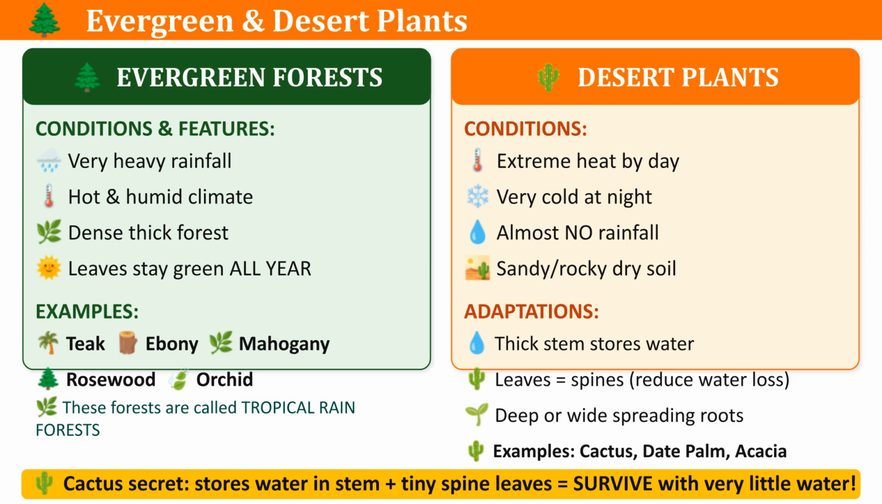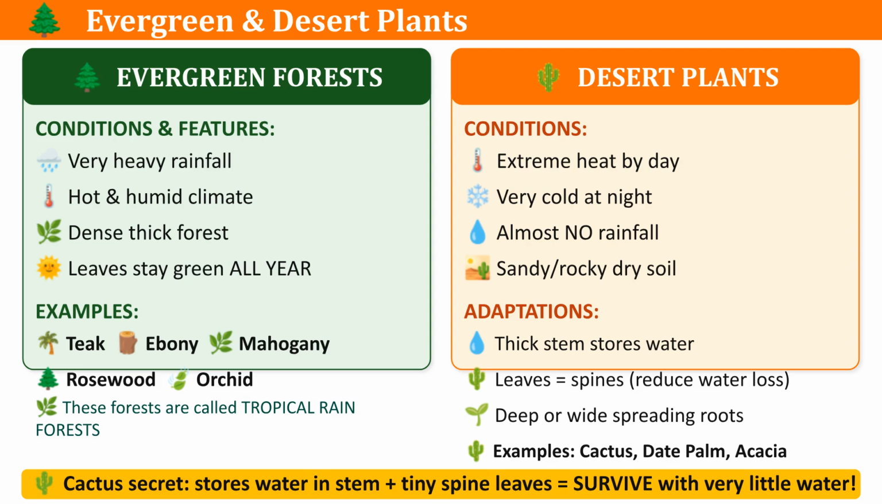Now let's visit evergreen forests. These forests receive heavy rainfall throughout the year. The climate is hot and humid. The trees remain green in every season. That is why they are called evergreen forests. Examples include teak, mahogany, ebony, rosewood, and orchid.